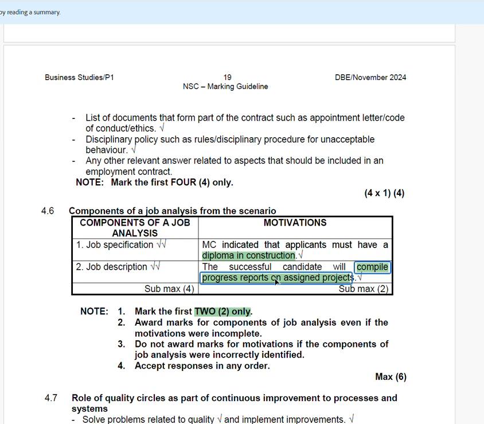There is a good practice, obviously, that you do it in order. But if you feel like you want to start with description instead of spec, then it's still fine. You get all your marks provided what you wrote is correct.